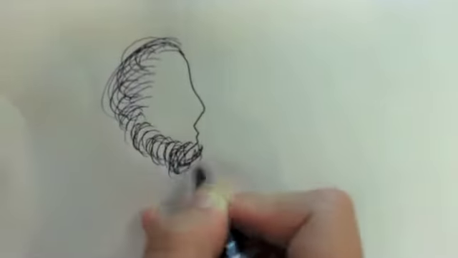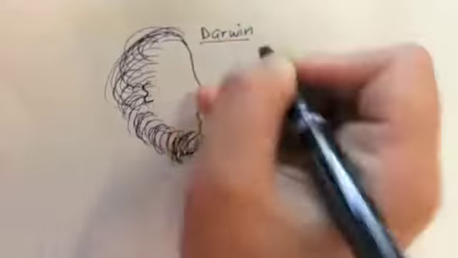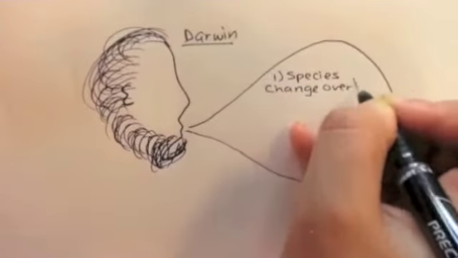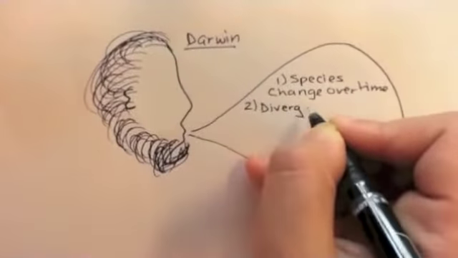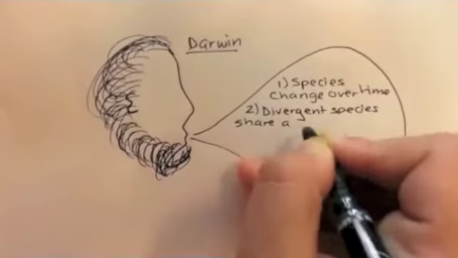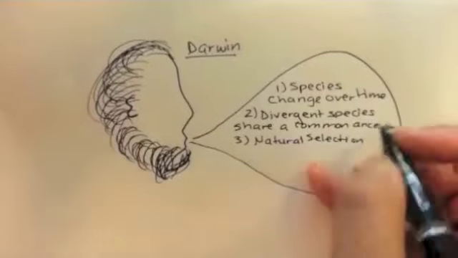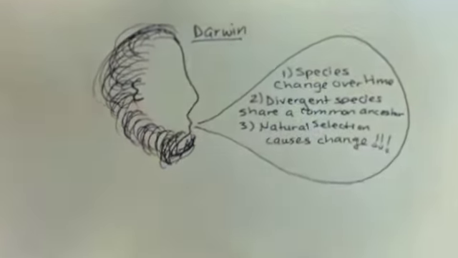The major propositions that Darwin proposed eventually developed the framework of the evolutionary theory. He stated: 1. Species change over time. 2. Divergent species share a common ancestor. 3. Natural selection is the mechanism that produces changes in species.